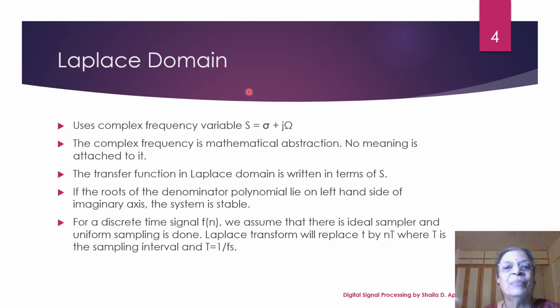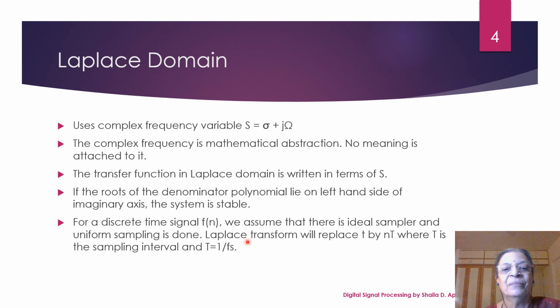Let us consider the Laplace domain. In case of Laplace domain, we use the complex frequency variable called S, and this S is written as sigma plus j omega. Students are afraid when they hear this is a complex frequency. But don't worry, don't be afraid. No meaning is attached to the complex frequency. It is a mathematical abstraction. The transfer function in the Laplace domain is written in terms of this variable capital S. If the roots of the denominator polynomial lie on the left hand side of the imaginary axis, we say that the system is stable.